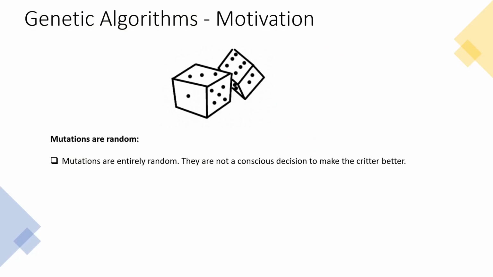And we have the concept of mutations. Mutations are entirely random. They're not a conscious decision to make the critter better. People somehow have a misunderstanding about mutations. Mutations are not good. Mutations are not bad. Mutations are random. That's the thing with human genetics as well. That's the thing with genetic algorithms as well. Mutations are just random.